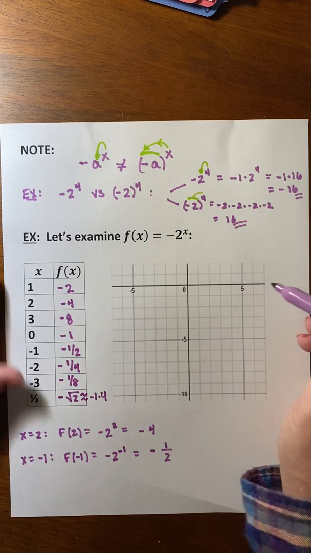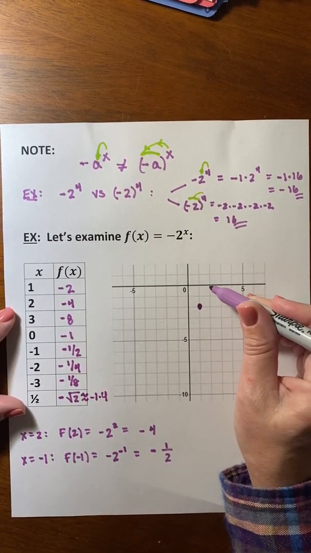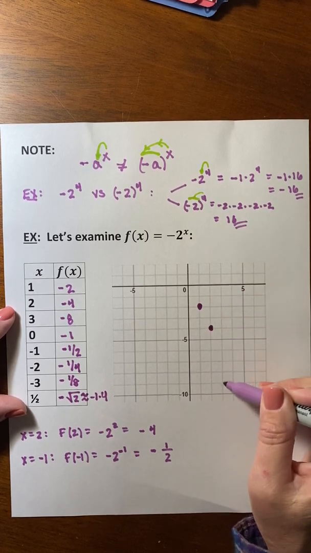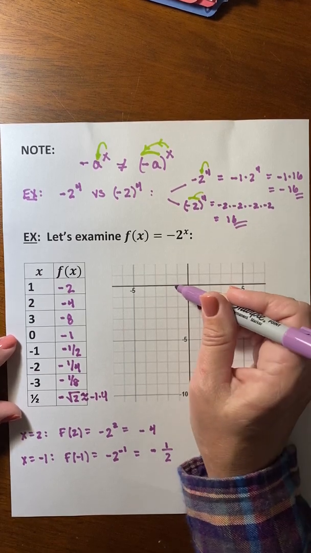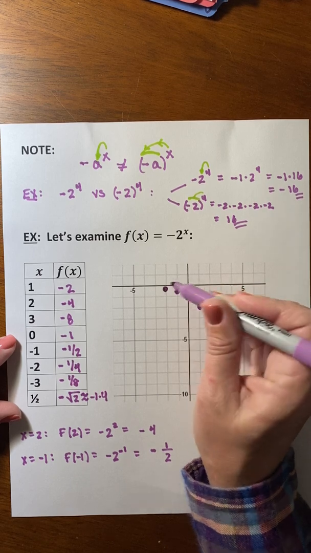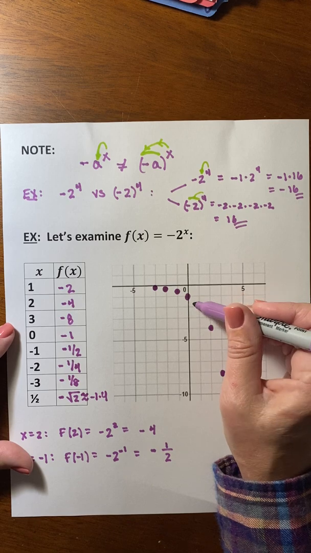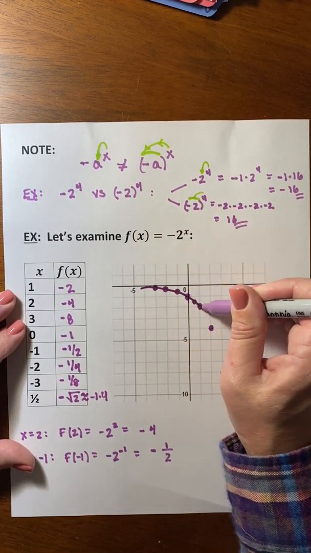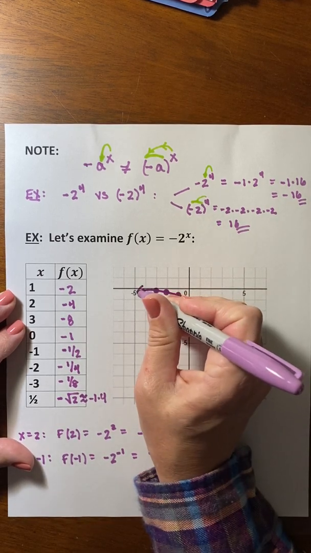All right, let's plot a few of these. At 1, notice this time we're below the x-axis, we're at negative 2. At 2, we're at negative 4. At 3, we're way down here at negative 8. At 0, we're at negative 1. At negative 1, we're at negative 1/2. So notice we have the same behavior happening. It's just happening on the flip side. And at 1/2, that would be my 1.4-ish right in there. So we have this behavior on the left where it's approaching the x-axis. This time it's happening from underneath.